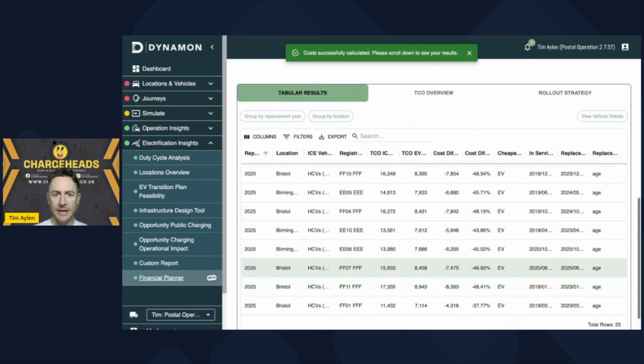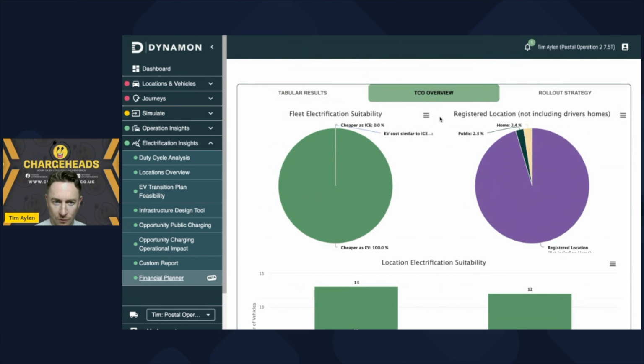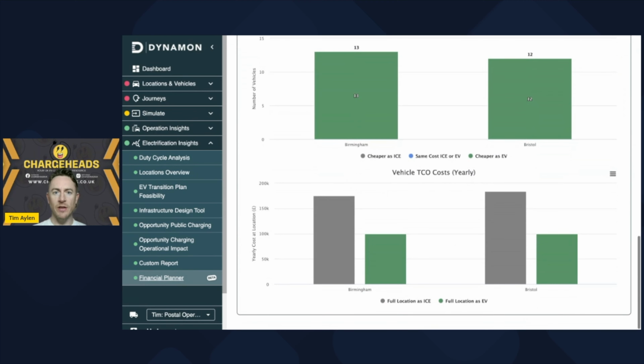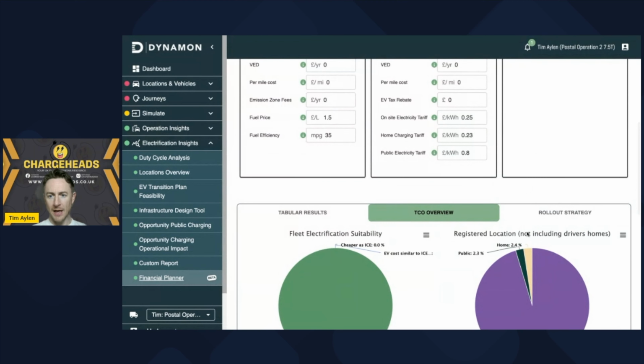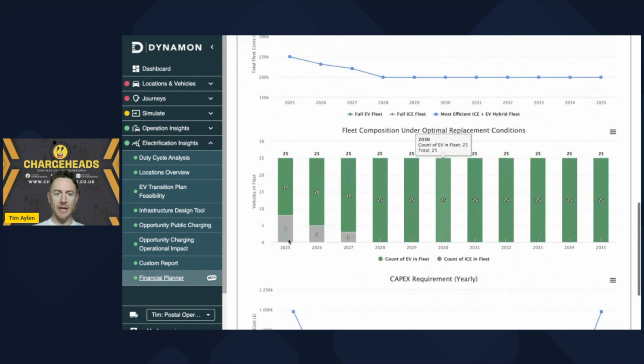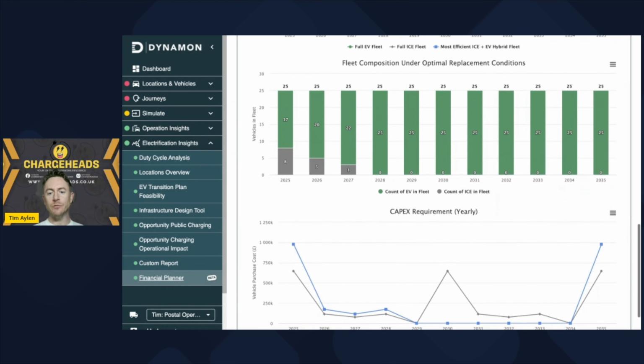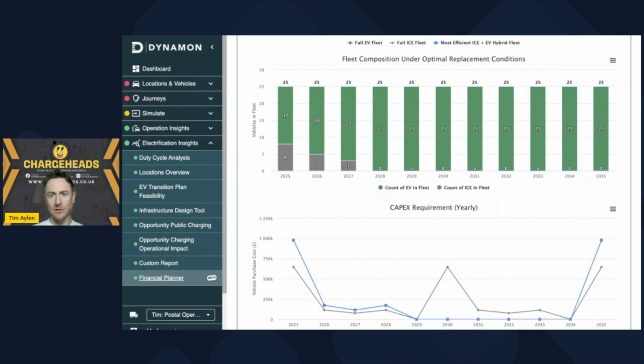So what we've got here is a table of results. We've got a TCO overview to understand whether you should electrify your vehicles or not, and then a rollout strategy, which will tell you, okay, first year, 17 out of your 25. Next year, another 3. Next year, another 2. It might be the fact that it's not quite as rosy as this. This is obviously quite a rosy example in this particular case. But yeah, again, it helps you strategize, helps you make the decisions in an efficient way using the data. And it's all about using the data.